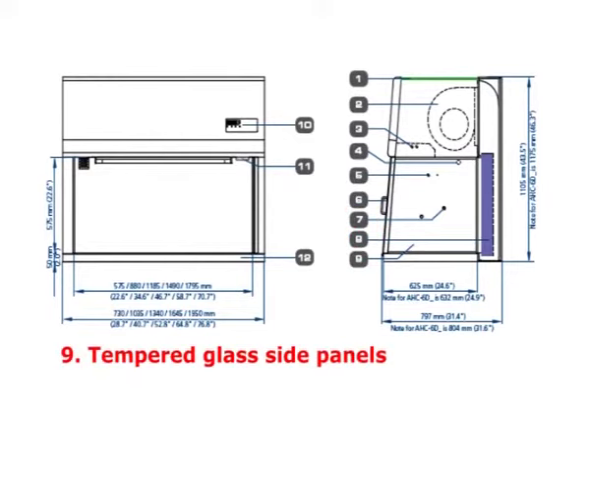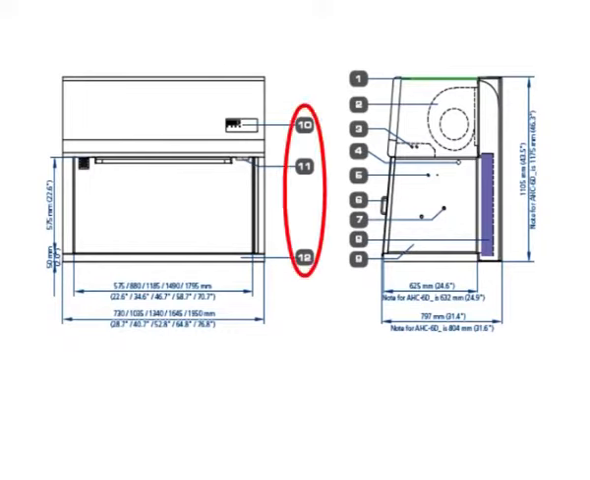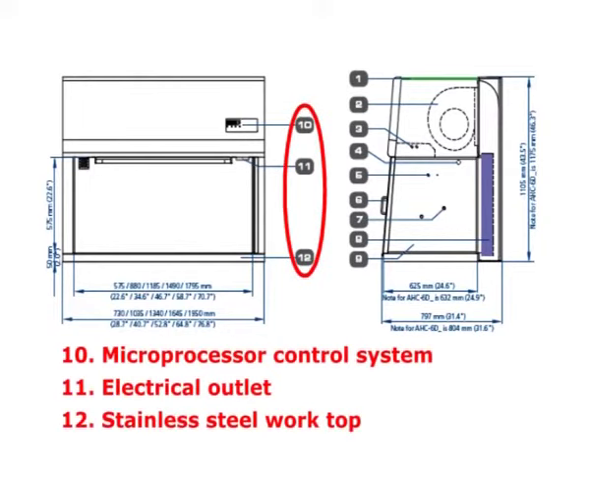The number 9 shows the tempered glass side panels. And finally, in the left hand side of the figure, you will see point number 10, 11 and 12, which shows the microprocessor control system at point number 10 on the topmost. The middle is the electrical outlet, and finally the bottom part is the stainless steel worktop.